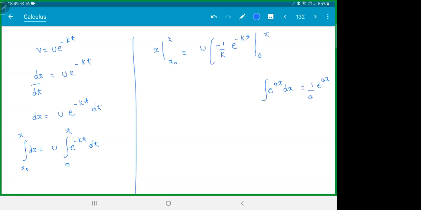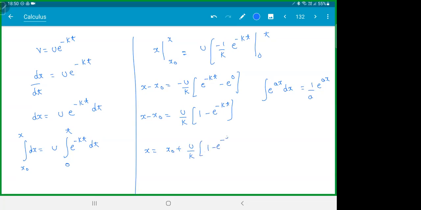The other goof people do is e power 0 is not 0. This is x minus x naught equals minus u by k. Substitute time, you get e power minus kt. Substitute 0, you get e power 0. So e power 0 is not 0. So we get x minus x naught is equal to u by k, e power 0 is 1, minus e power minus kt. So we get x is equal to x naught plus u by k into 1 minus e power minus kt.